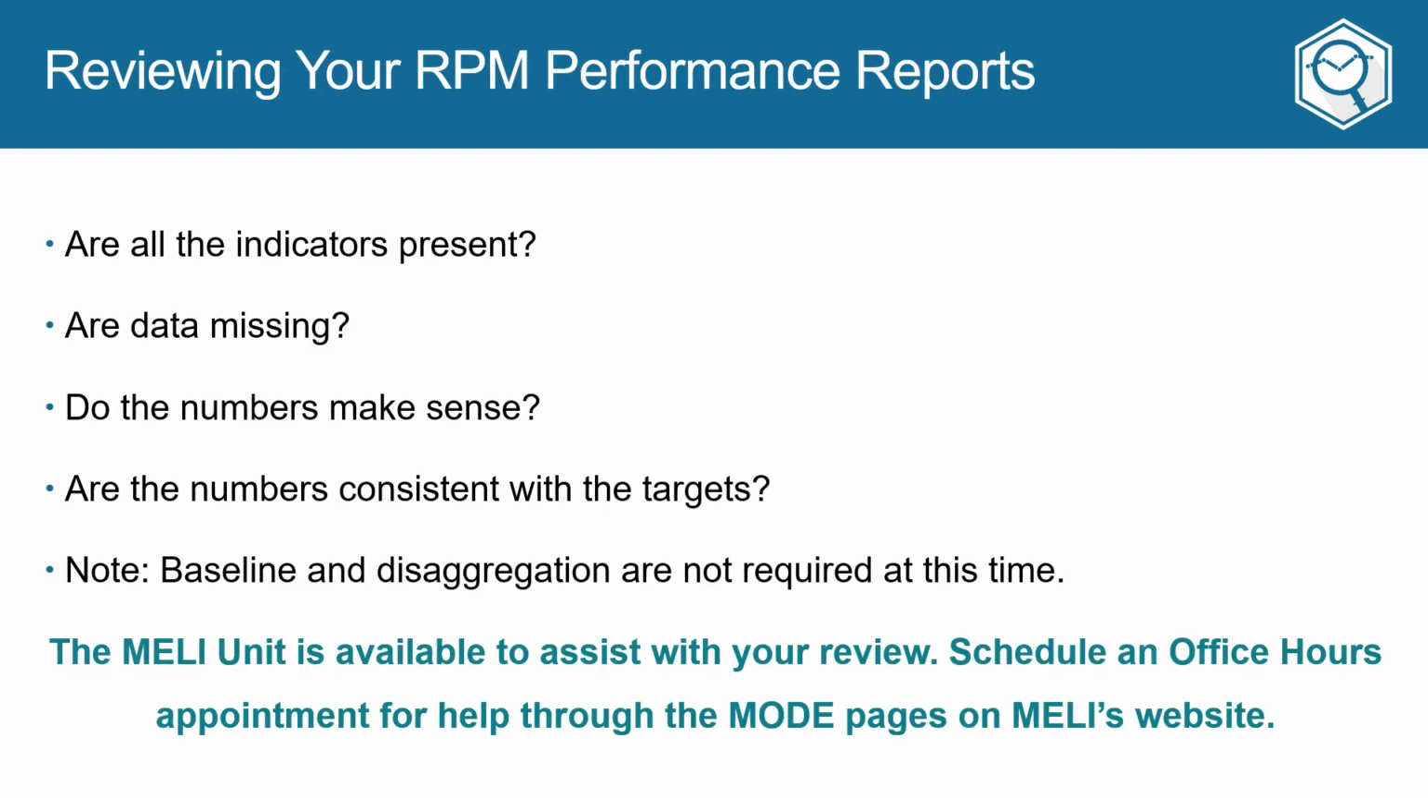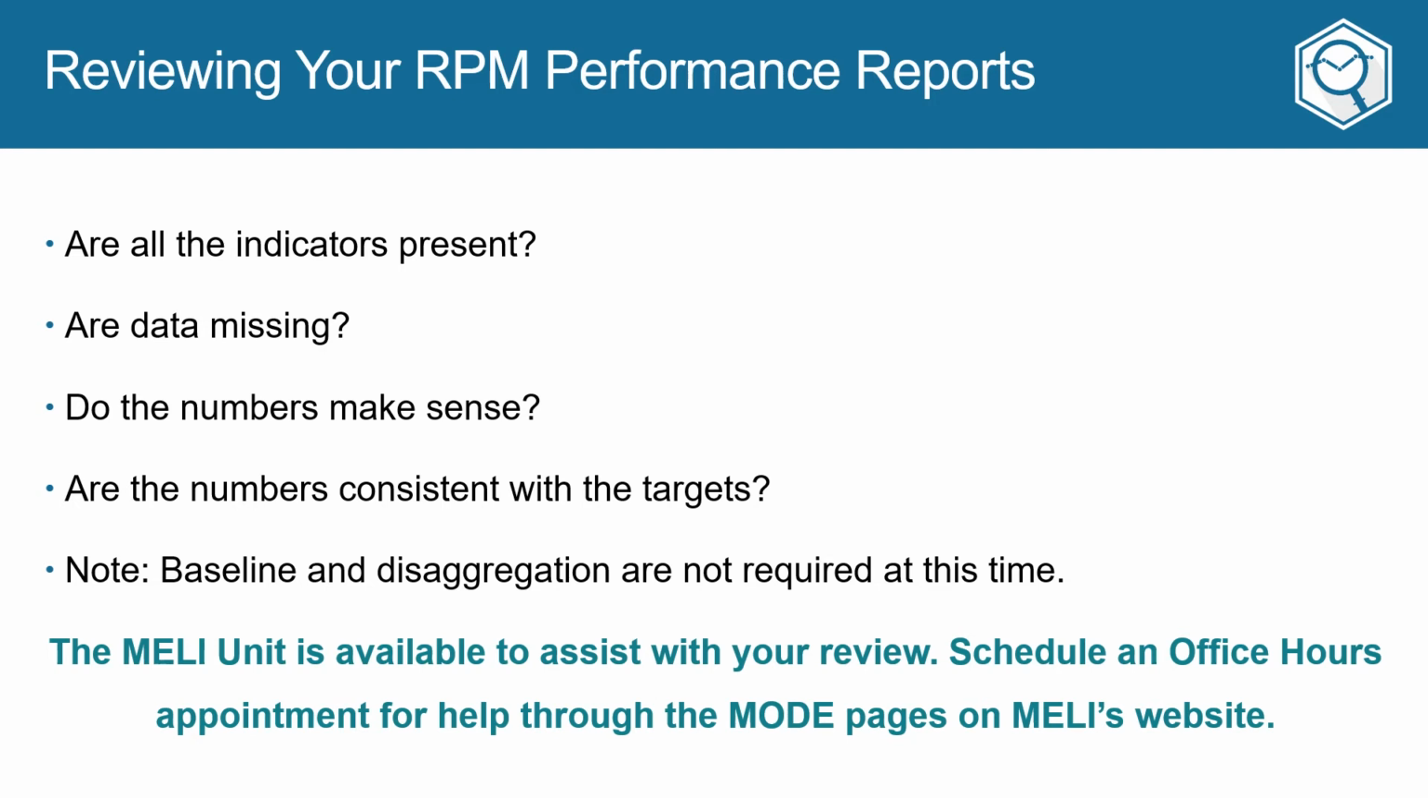Now, what exactly should you look for when completing your review? Here are a few things to consider. First of all, are all indicators present? The RPM performance report will include all indicators approved during the awards process. If it seems like an indicator is missing, please reach out to the MELI team.